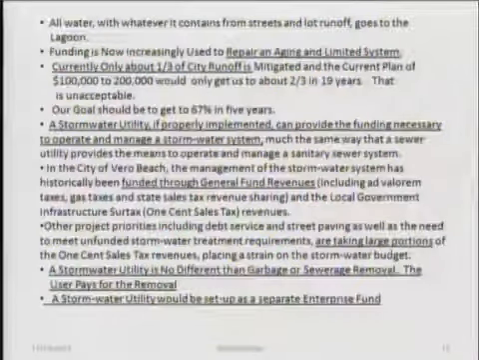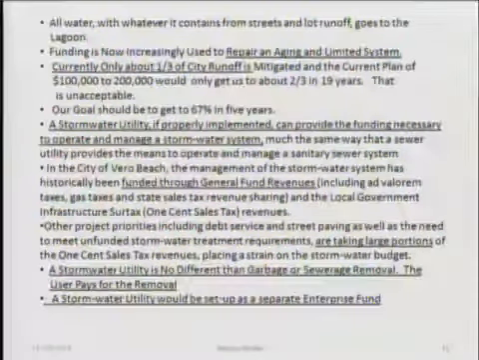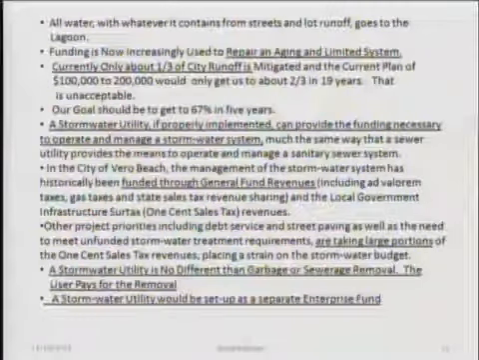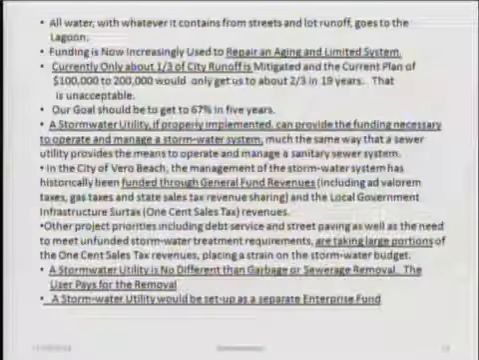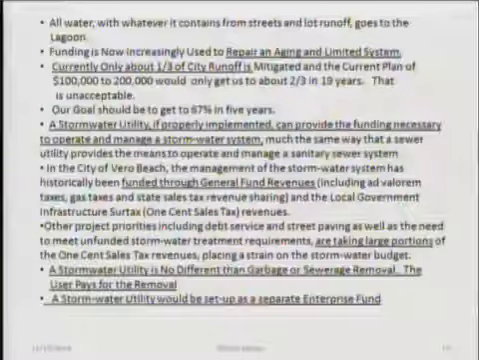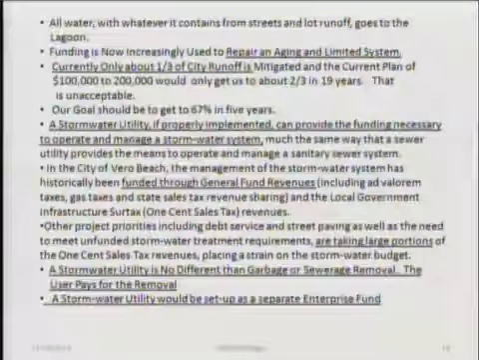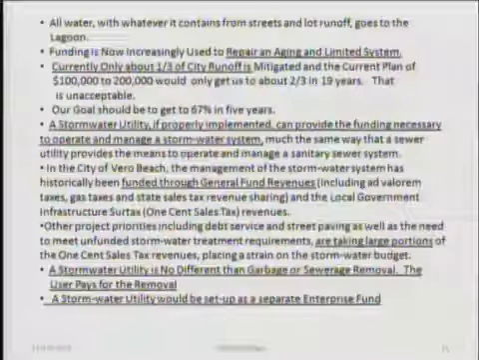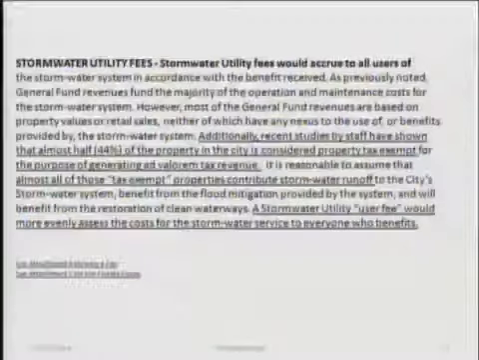A stormwater utility is no different than garbage or sewage removal. The user pays for the removal. Think about it. You put your garbage out, you pay to remove it. You have sewers, the city puts in pipe, you pay to remove it. The only difference is this is much cheaper to accomplish than those particular functions. A stormwater utility would be set up as a separate enterprise fund. It would be an additional enterprise fund.